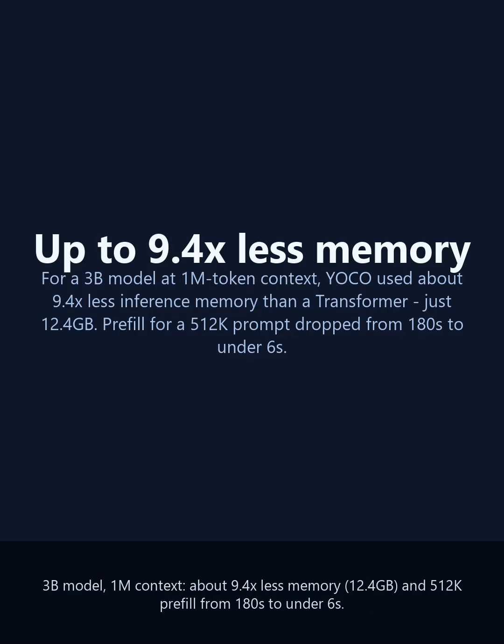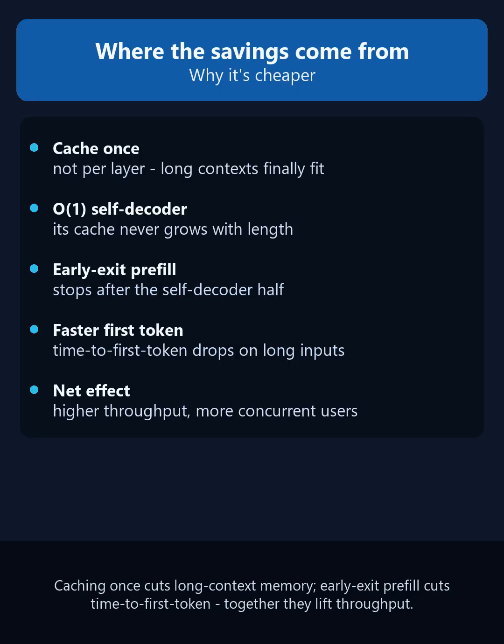Here are the headline numbers from the paper. For a 3 billion parameter model at a 1,000,000 token context, YOCO used about 9.4 times less inference memory than a transformer, just 12.4 gigabytes. Prefilling a 512,000 token prompt fell from 180 seconds to under 6. Even at 32,000 tokens it roughly halved memory, while quality stayed competitive with a strong transformer baseline as models scaled up.